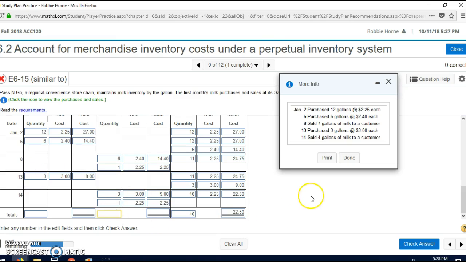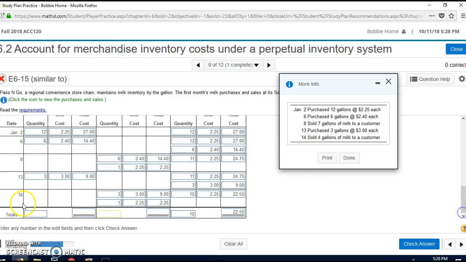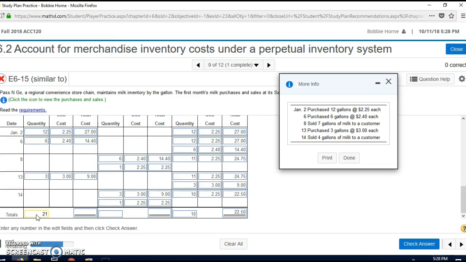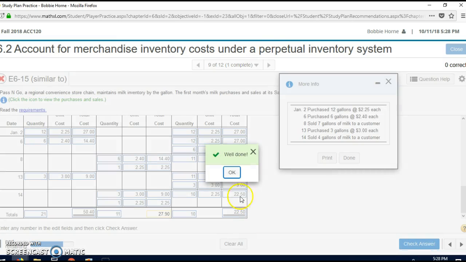Your purchases are the same as up above, 21 units at $50.40. It's going to be the same amount. And then your cost of goods sold is 11 units, and it looks like $27.90 for your cost of goods sold. Hopefully I entered all of that right.